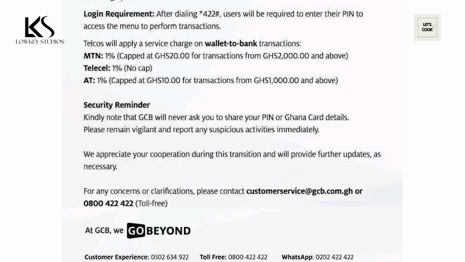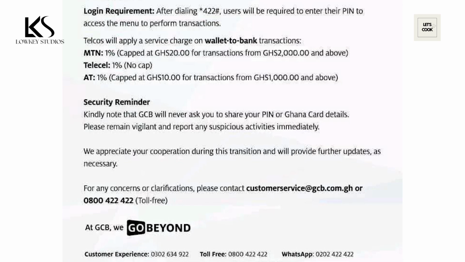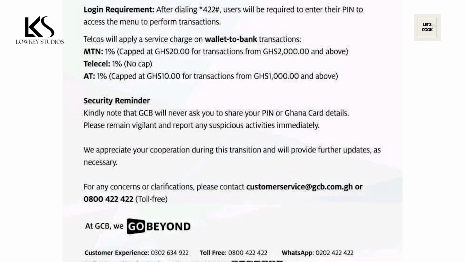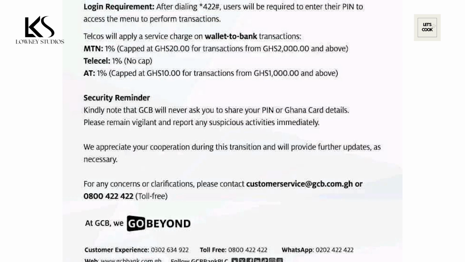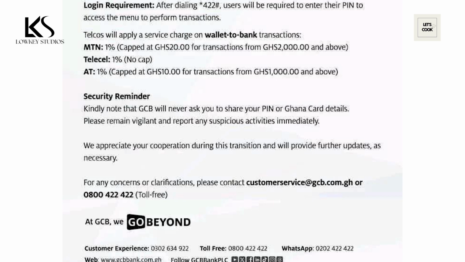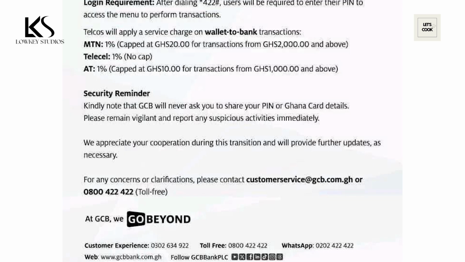Now Telecel, they are also taking 1%, but with no cap. And then Airtel Tigo is also taking 1%, but their cap is at 15 cedis for a transaction of 1,000 Ghana cedis. They are going to deduct 15 cedis. Ladies and gentlemen, this is not nice. This is like one Jamaican artist's title. Not nice. This is not nice, family.